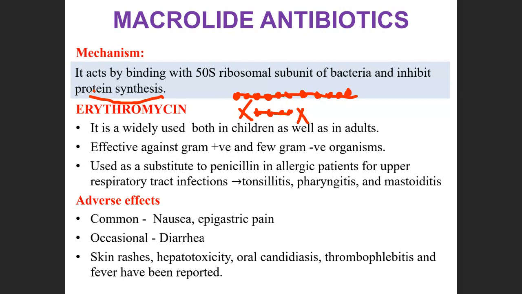Erythromycin is widely used for both children as well as adults. It can be given to the children and the adults. Why? Because it is effective against both the gram positive as well as a few gram negative organisms. Means a broad spectrum antibiotic, and it can be a substitute for penicillin if the person is allergic to penicillin, and it shows a very good result in the case of pharyngitis, like throat infection, pharyngeal infection or other infection, or URTI, upper respiratory tract infection, basically.